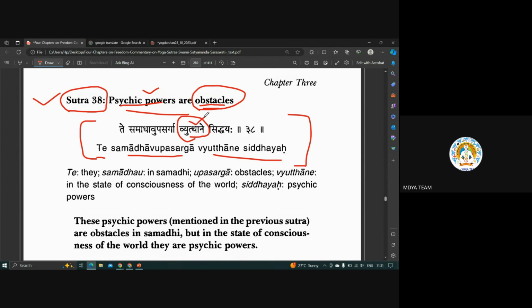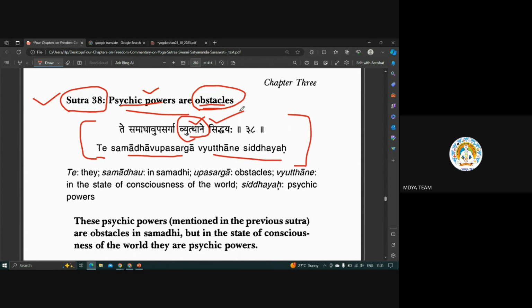And the Vyutthana state is the disturbing state, the low level of stage, the stage of the Sattvic, Rajasic and Tamasic gunas. You will not enter the Nirodha state. Nirodha is the higher level of the stage. Vyutthana means you will fall down. In your practice, your powers will go down if you attach with them.